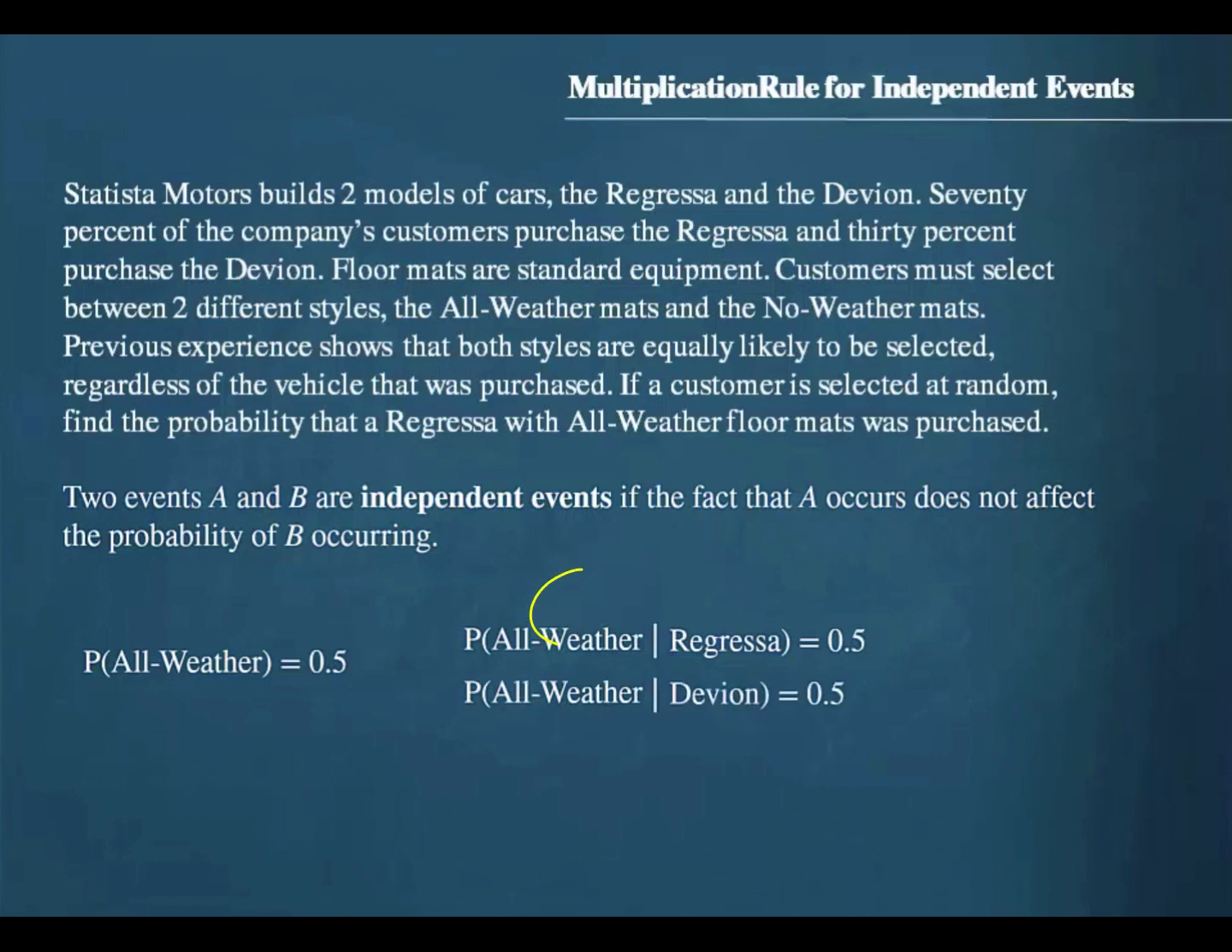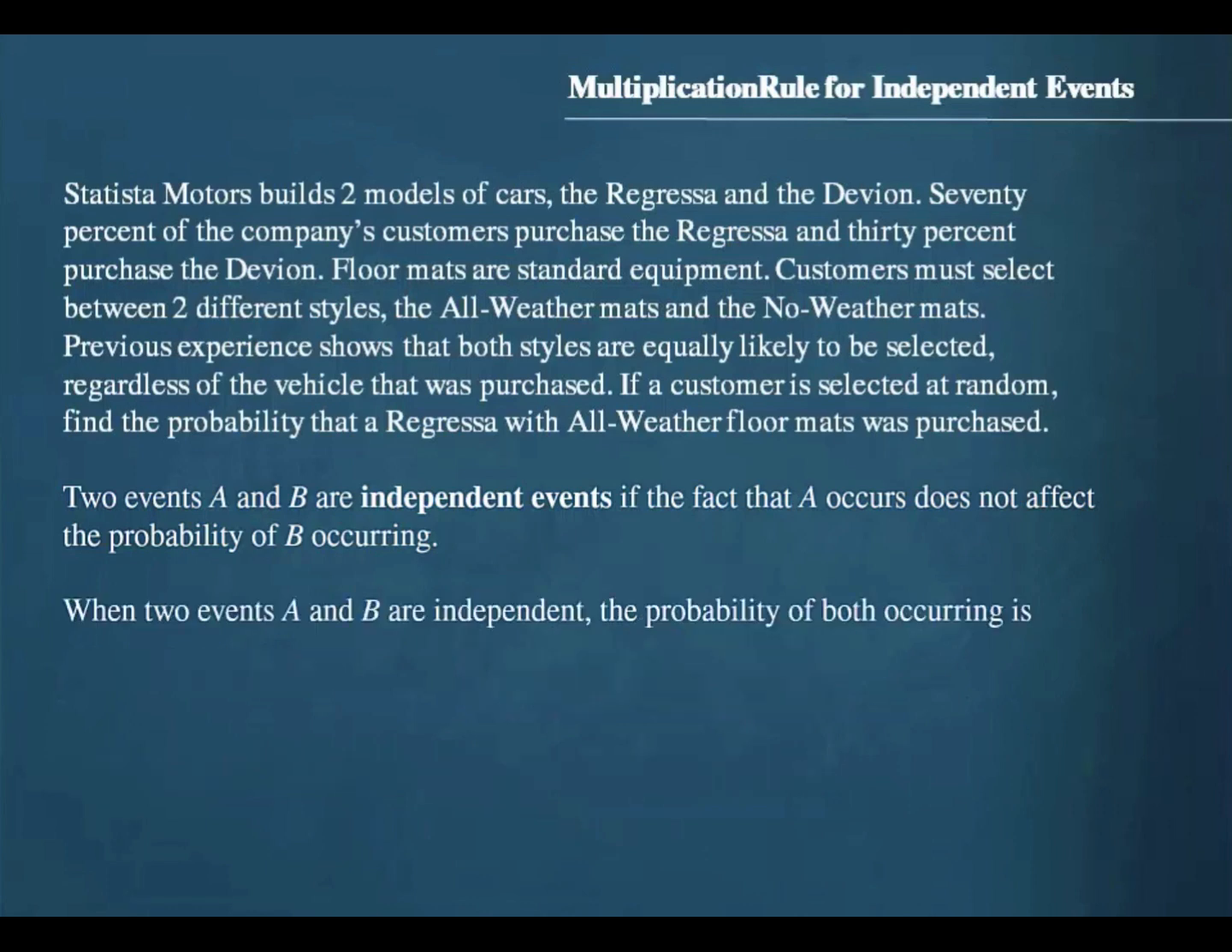Likewise, the probability that all-weather mats will be selected given the customer purchased a Devion is also equal to 0.5. These probabilities being equal shows the independence between the vehicle model choice and the type of floor mat choice. When two events A and B are independent, the probability that both events A and B will occur is equal to the probability that event A will occur times the probability that event B will occur.